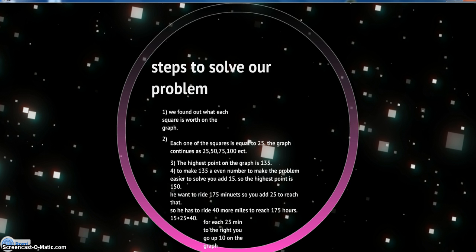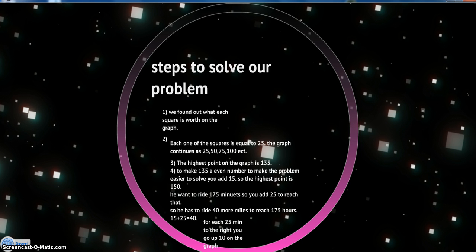The highest point on the graph is 135. To make 135 an even number to make the problem easier to solve, you add 15. The highest point is 150. He wants to ride 175 minutes, so you add 25 to each to reach that. So he has to ride 40 more miles to reach 175 minutes. 15 plus 25 equals 40.